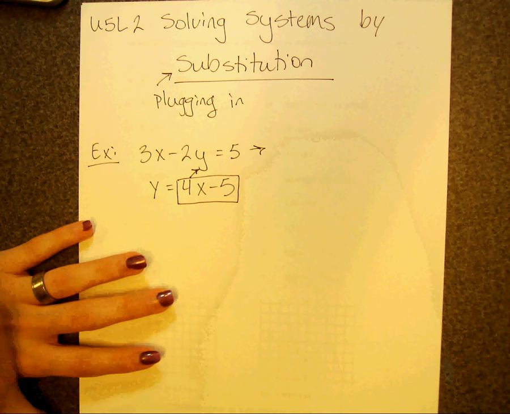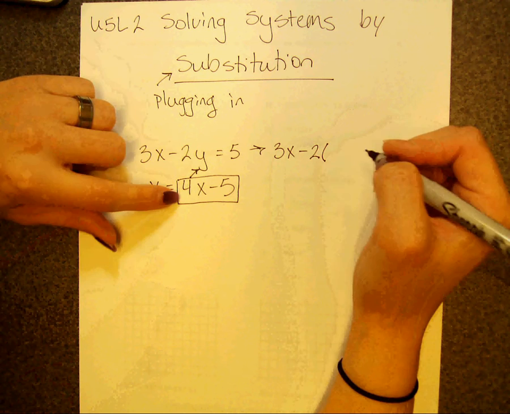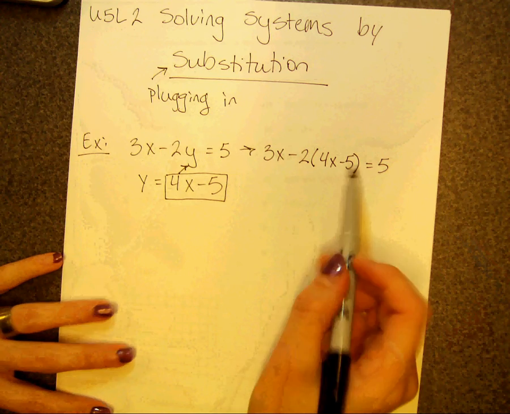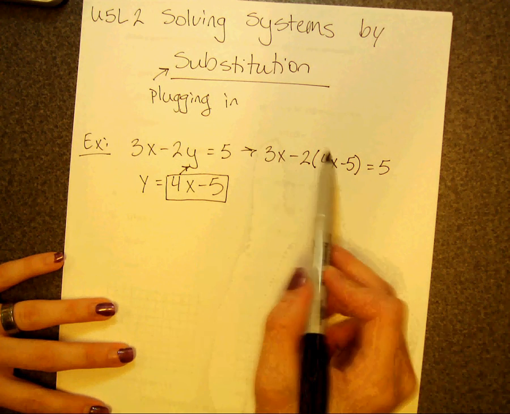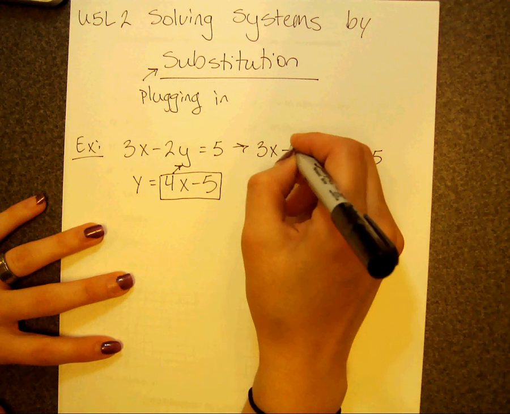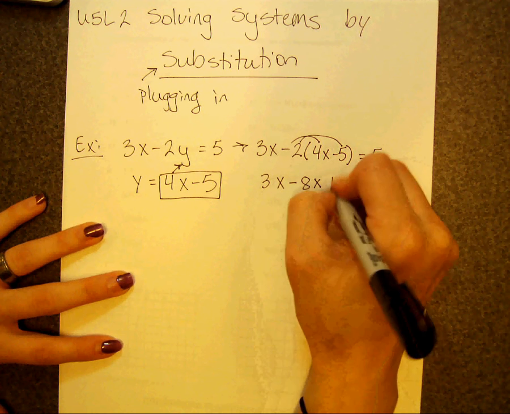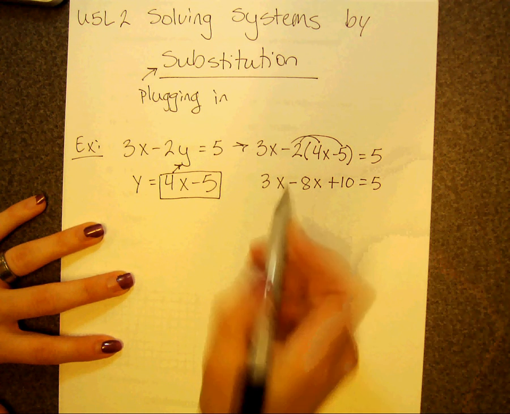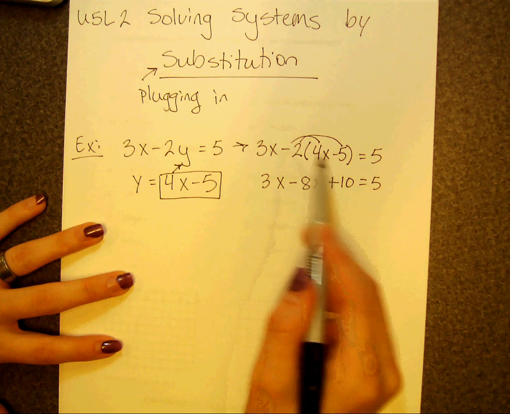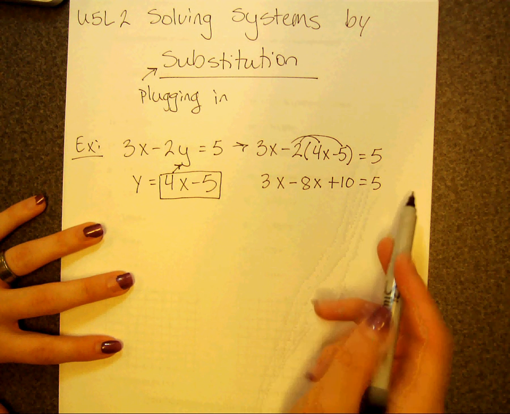So the top equation will become 3x minus 2. Now instead of y, I'm going to put parentheses and put what y is equal to: 4x minus 5, equals 5. Now I'm going to use our algebra. I'm going to distribute to simplify this equation and solve for x. I distribute the negative 2, and I get 3x minus 8x plus 10 equals 5. My 3x comes down. Negative 2 times 4x gives me negative 8x. Negative 2 times negative 5 gives me positive 10. And then bring down my equal sign, bring down my 5.